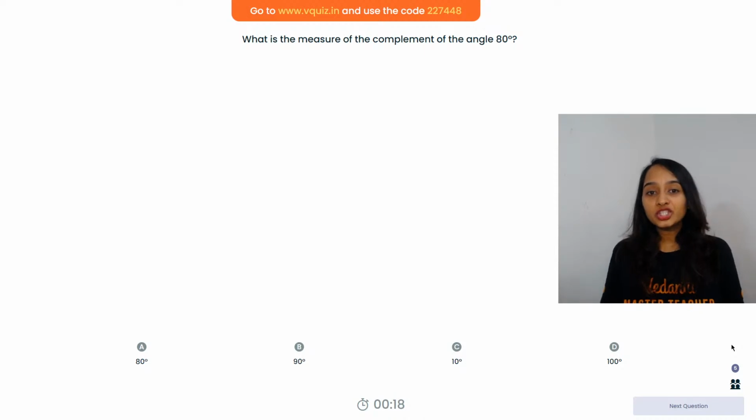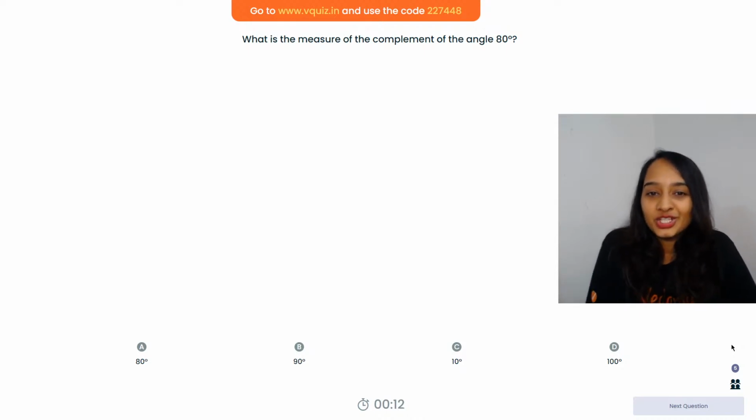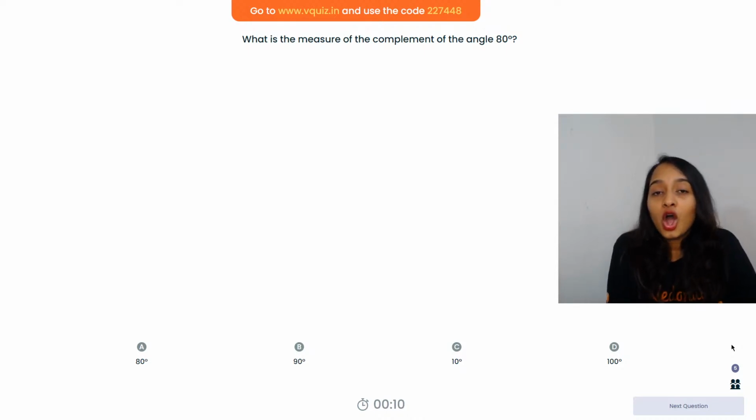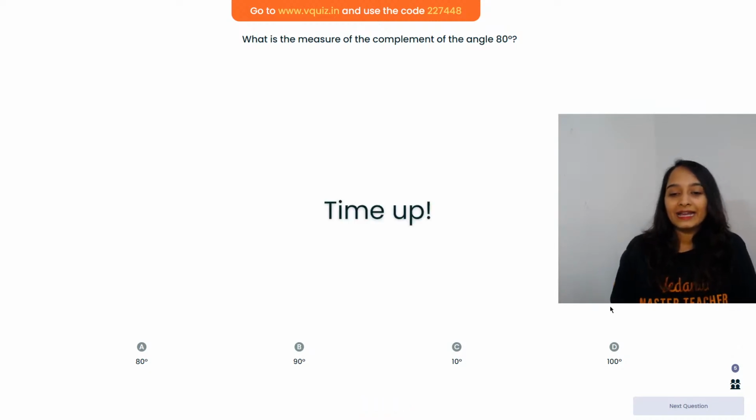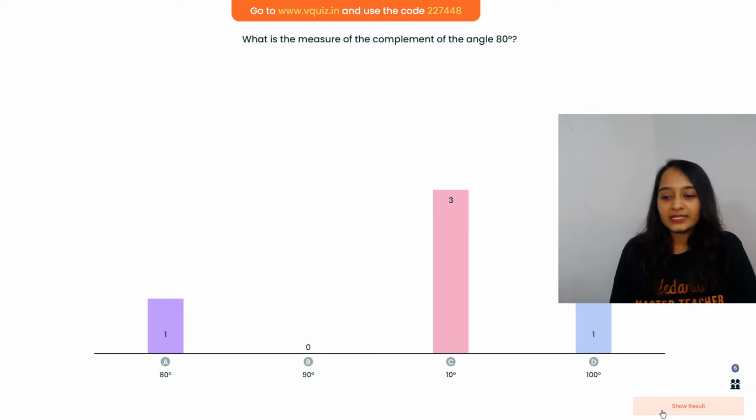What is the measure of the complement of the angle 80 degree? What is the measure of the complement of angle 80 degree? 3, 2, 1. Come on, I want all of you to get it right. Who is this which is telling 80 and 100?